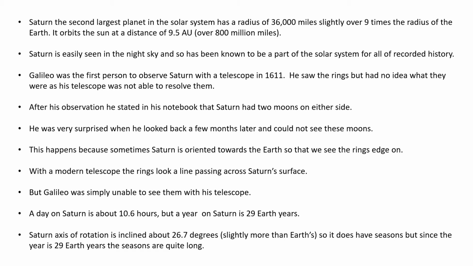A day on Saturn lasts about 10.6 hours, but a year lasts 29 Earth years. Saturn's axis of rotation is inclined about 26.7 degrees to its orbit. That's a little more than the Earth, which is at an angle of about 23.5 degrees. So Saturn does have seasons like the Earth does. It has 4 seasons just like we do. But because the year is 29 Earth years, these seasons are almost 7.5 years each.